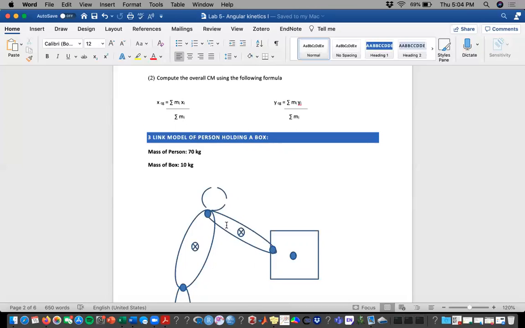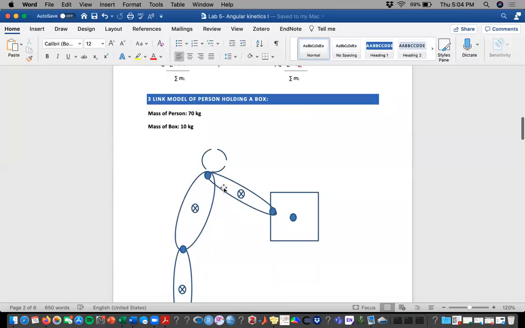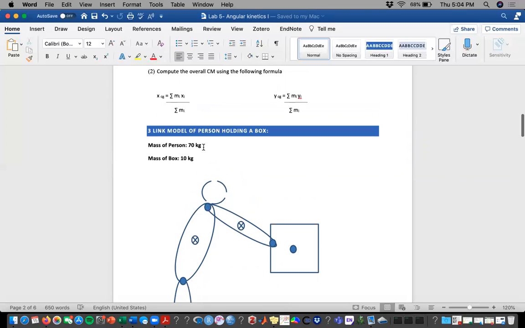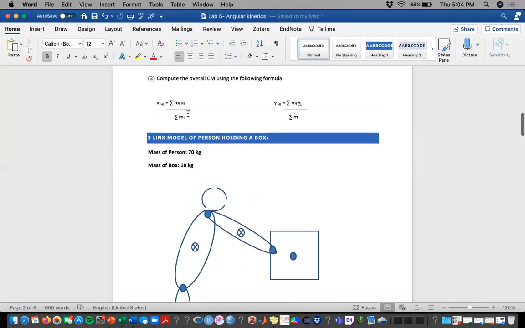So in the event of the person, it would be the arm and hand segment plus the head and trunk segment plus the leg and foot segment, which is the total mass of the person, which is 70 kilograms. And we're going to do the same thing for the x and y coordinates. And then when we have to add in the box, please just note the mass of the box is given to us at 10 kilograms.